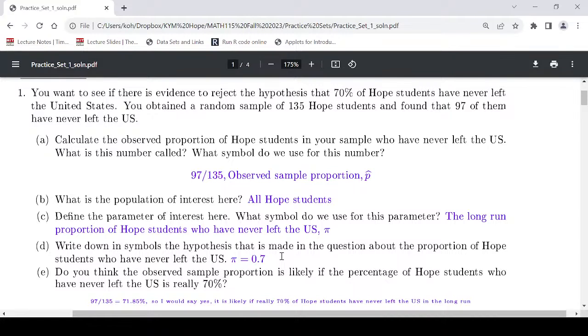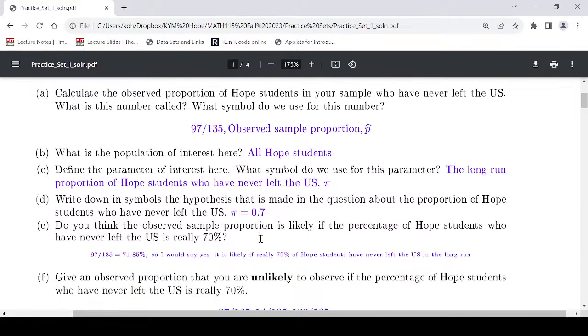So the next important thing to note is what are we trying to test? What we are trying to test now is whether pi is 0.7 or is it something else, right? The thing that you want to test is the thing that the question says. You want to see whether 70% of Hope students have never left the US, you see? So this is a statement about the population.